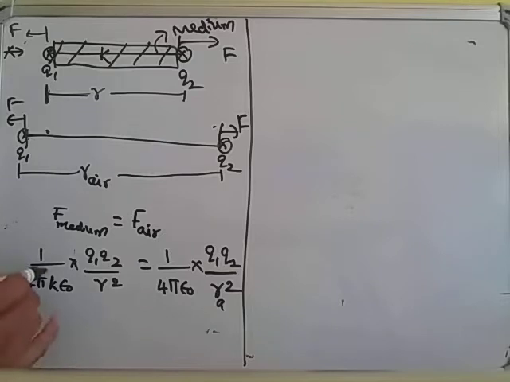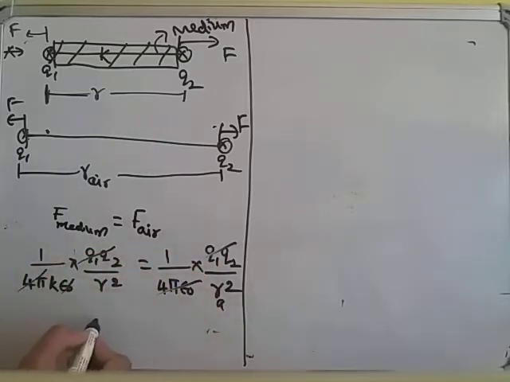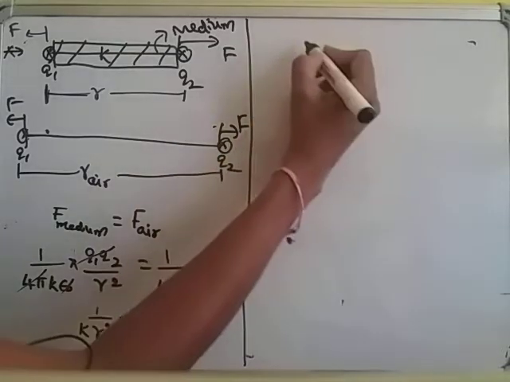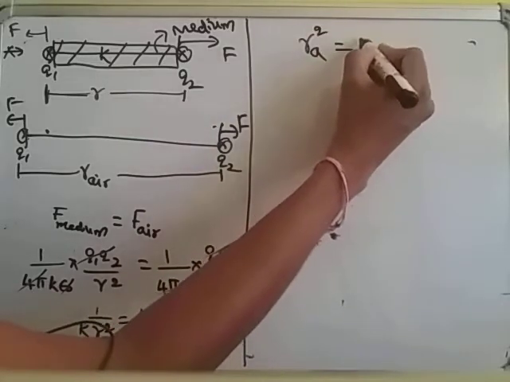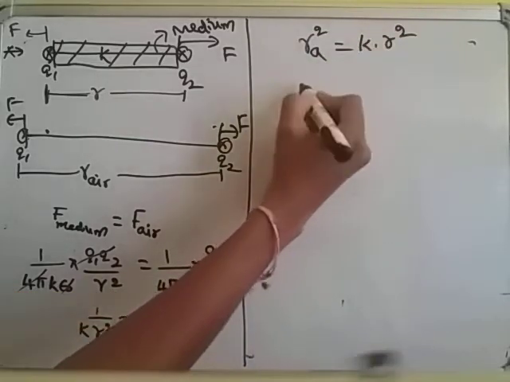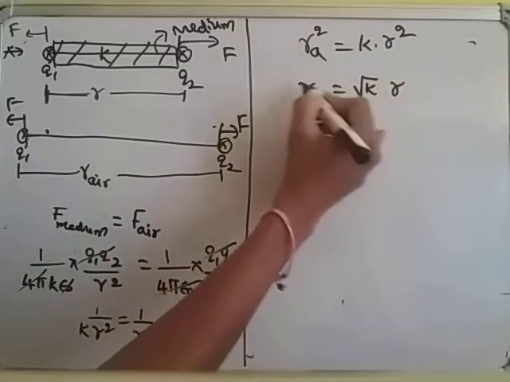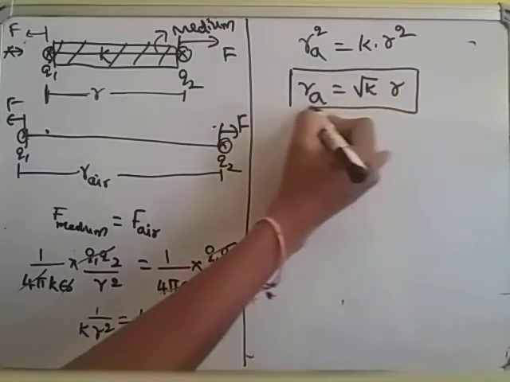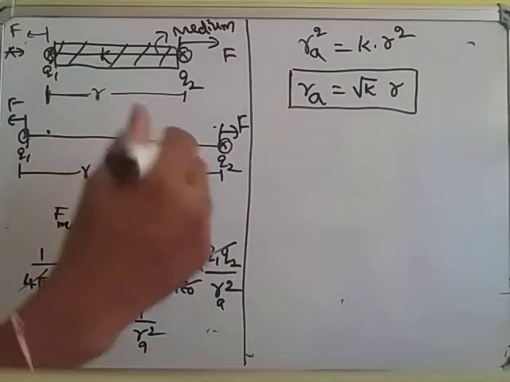Now we can cancel some terms, then we will get 1 by K r square is equal to 1 by ra square. Then we will get ra square is equal to K r square, then ra is equal to root K into r. This is the equivalent distance in the air in order to get the same force. Okay, this is one application.